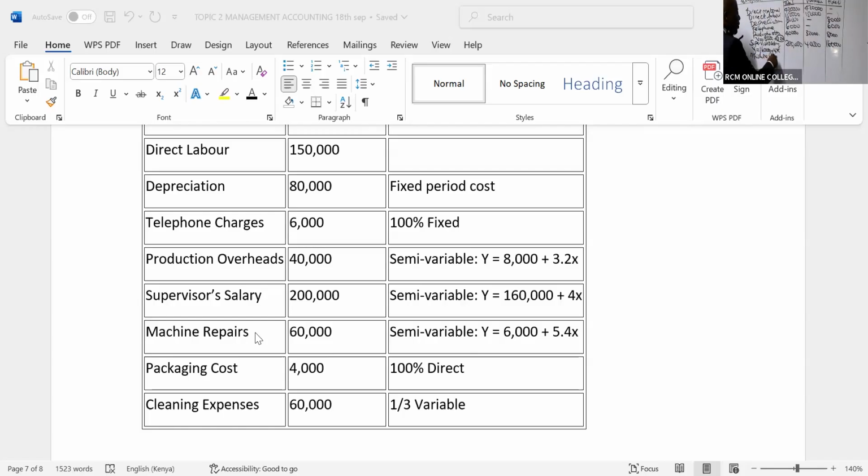So we have machine repairs. For machine repairs, I don't have to write the formula here. Now we can move with speed. I can see the total is 60,000. And then, ladies and gentlemen, are you able to see the fixed cost there? Machine repairs fixed cost is 6,000, isn't it? So then what will be the variable cost?